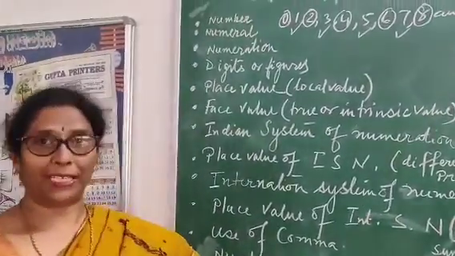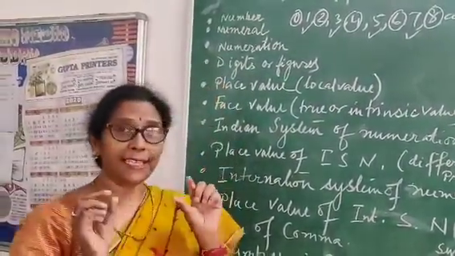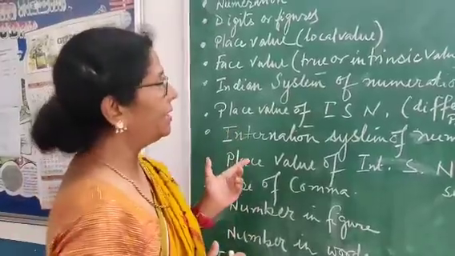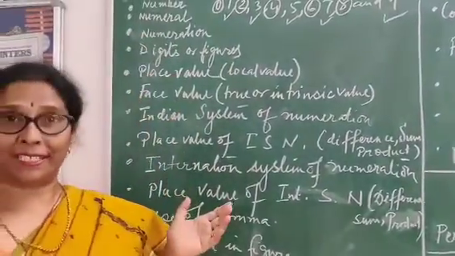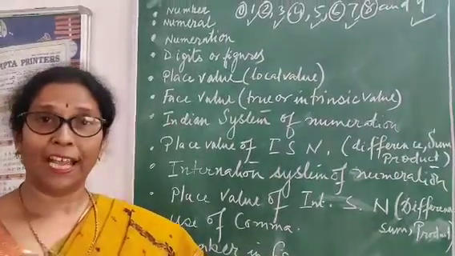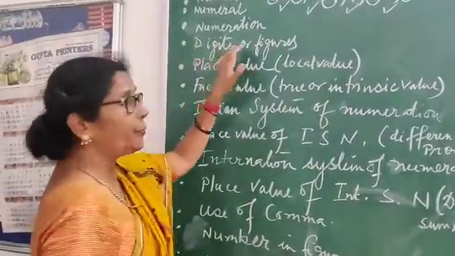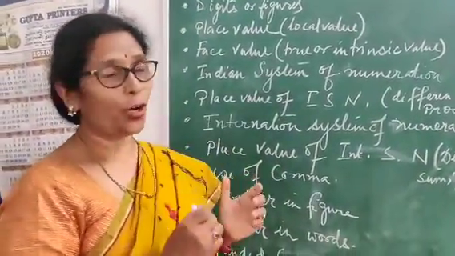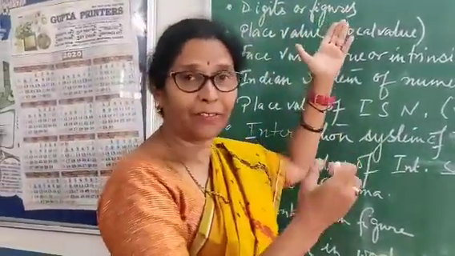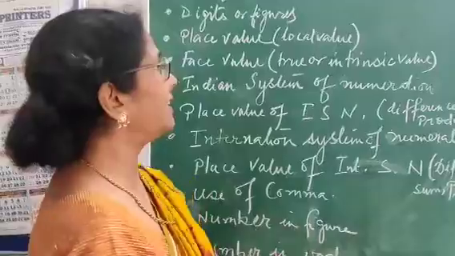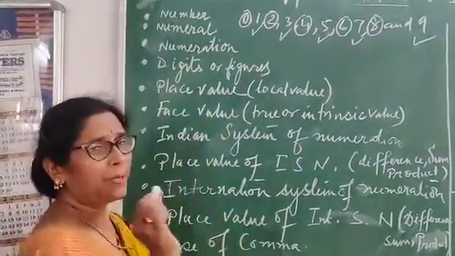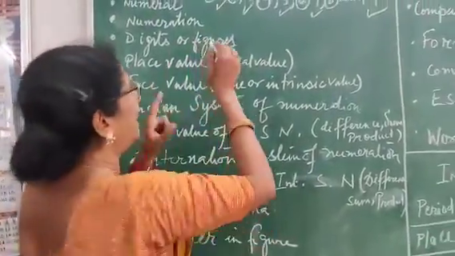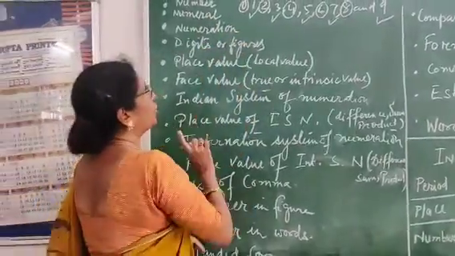Now, next is numeral. A single digit or group of digits representing a number is called a numeral. So a numeral can be written by digits, but a number can be written by digits as well as in words. Now numeration. When the number is written in words, then this is called numeration. Suppose one simple example: if we write the word O N E, then this is a number in words. So this is called numeration.